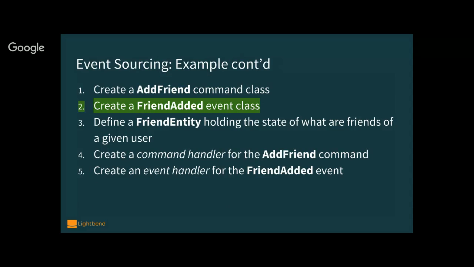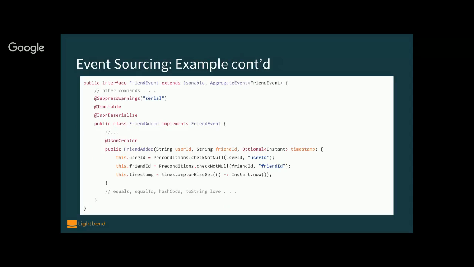So the next thing is we're going to create the event class. And again, it's going to be immutable. Essentially, it's going to have a method FriendAdded, which is going to take in the user ID of the user that's adding the friend, and then it's going to take in a friend ID for the friend that's being added, and it's going to have an optional timestamp. So we have, again, the checks here: Preconditions checkNotNull for user ID, friend ID, and then timestamp. If it does not exist, then it's going to set it to be now.